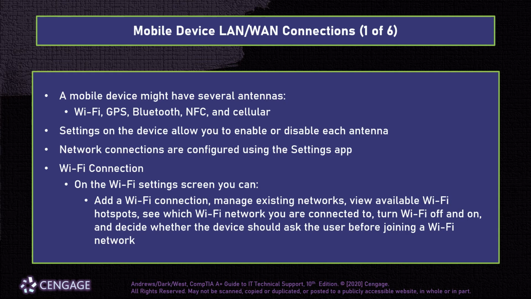Network connections are often configured using the settings app. So on a Wi-Fi connection, for example, we can add a connection, remove a connection, turn it off and on, see what we're connected to, and then of course the last one is really important, decide whether or not the device should ask us before joining a network. I have never run into a situation where I would think of turning that off. I always want the device to prompt me before I connect to a network, just in case it's one that's doing an evil twin attack or something similar.